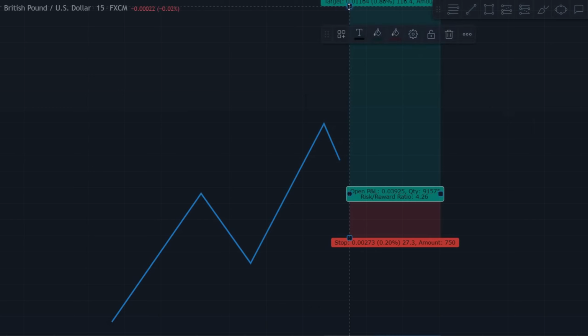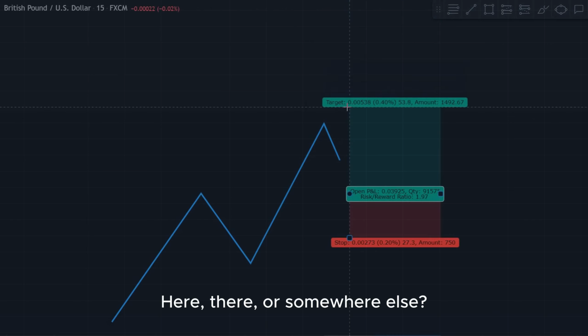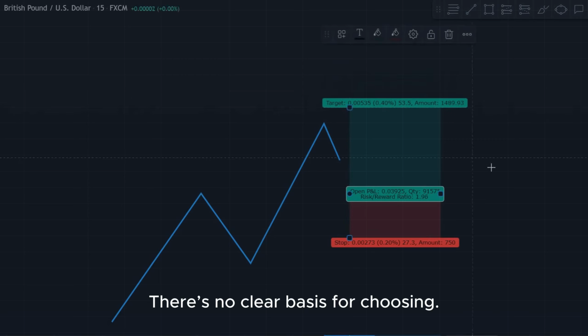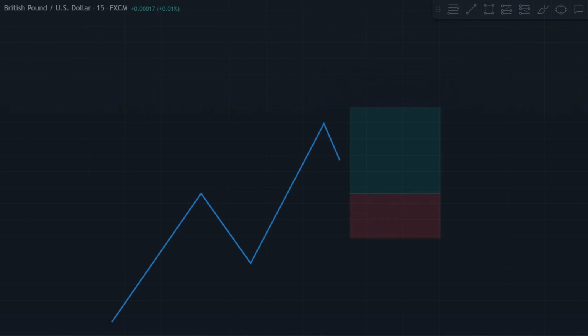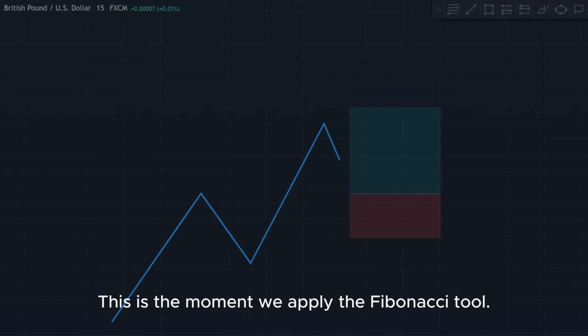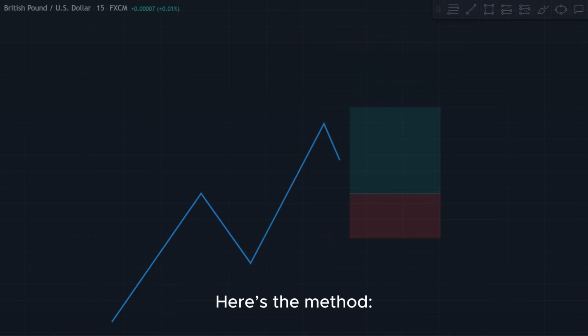So, where do we set the TP? Here, there, or somewhere else? There's no clear basis for choosing. That's where the Fibonacci tool comes in. Here's how to use it. This is the moment we apply the Fibonacci tool. Here's the method.